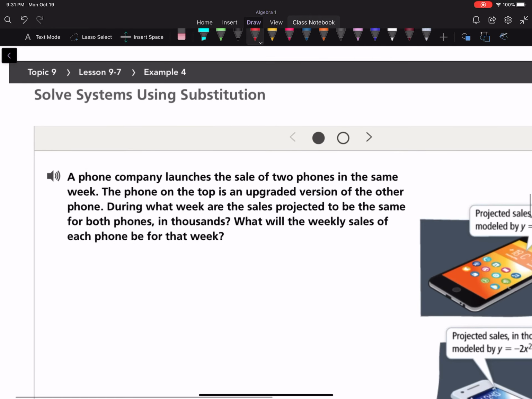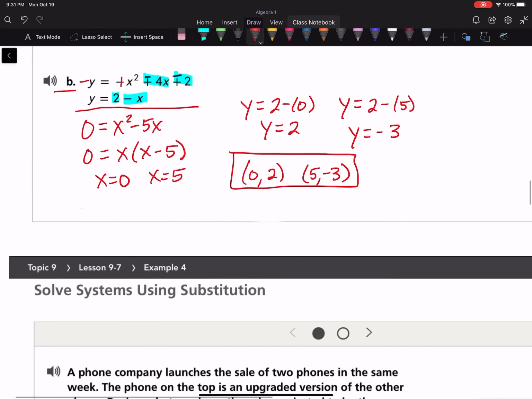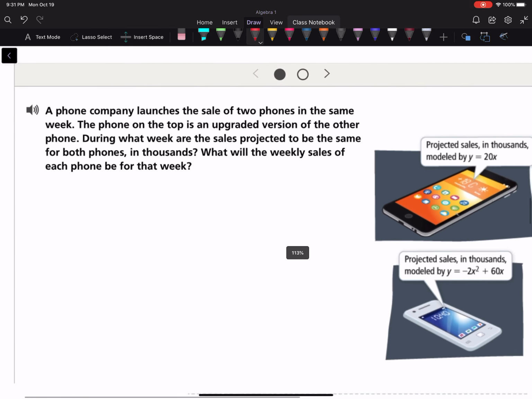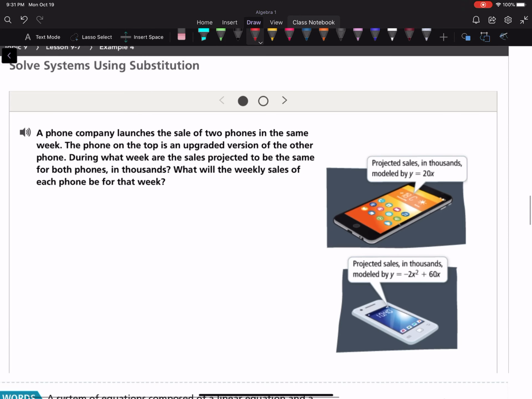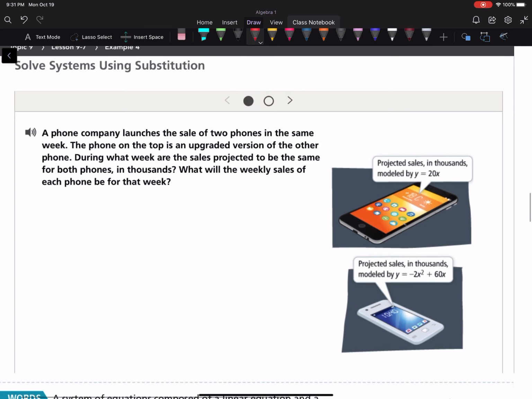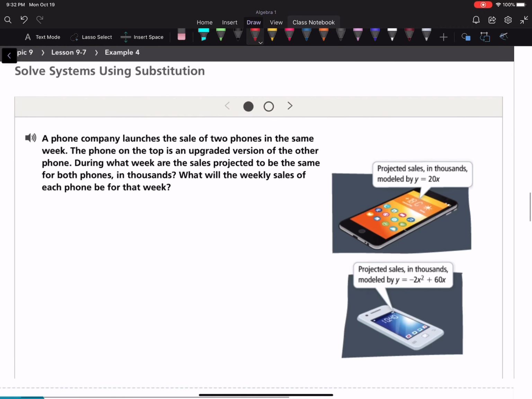All right. Now, we've done graphing, we've done elimination. We're going to do one substitution for you here. This is our last one. So it says a phone company launches the sale of 2 phones in the same week. The phone on the top is an upgraded version of the other phone during the week. During what week are the sales projected to be the same for both phones in thousands? What will the weekly sales of each phone be for that week?